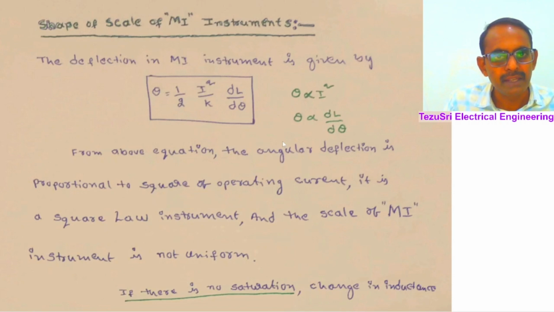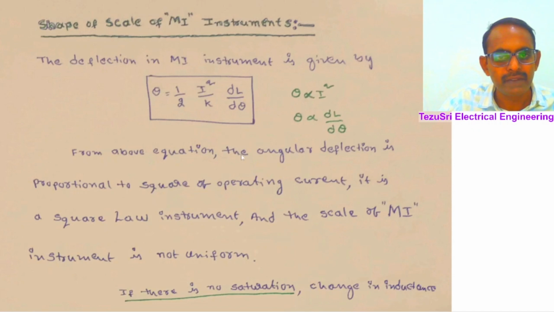The shape of the scale in moving iron instruments is well understood from the general torque equation. In that, the deflection in moving iron instruments is given by theta equal to half I square dL by d theta divided by K, where K is a constant. Here deflection theta is directly proportional to the square of the supplied current, and also directly proportional to dL by d theta.